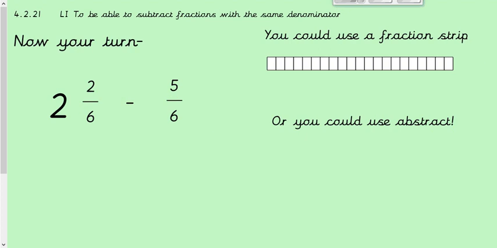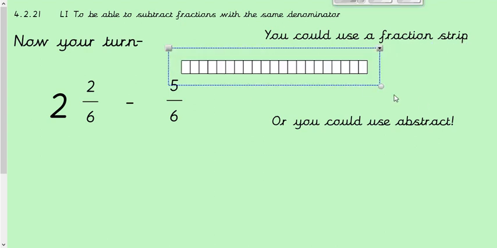So now I want you to have a go. So you can use a fraction strip to work this out, or you can use the abstract method, and then it's time to go on to your questions for today. So pause the video, have a go at this, and see how you get on. Okay, so let's go through this one together then if you're not sure, or if you have done it, let's just check you're right.